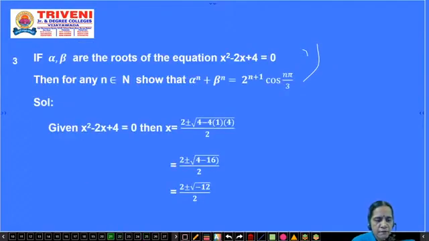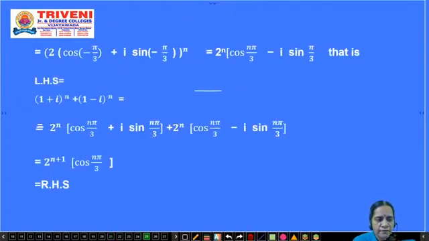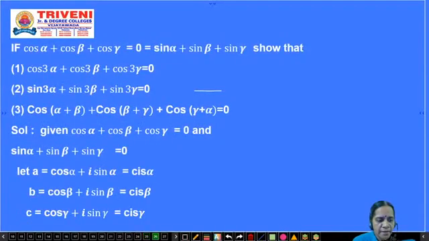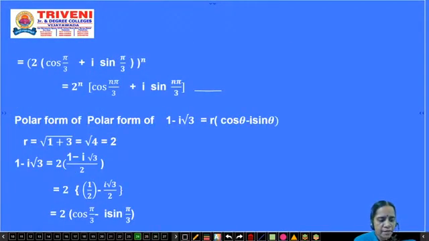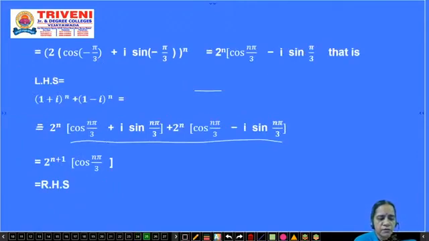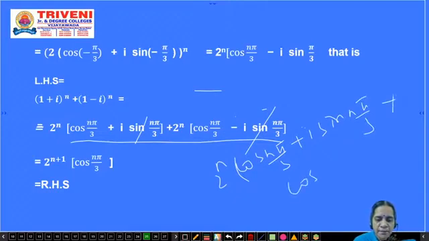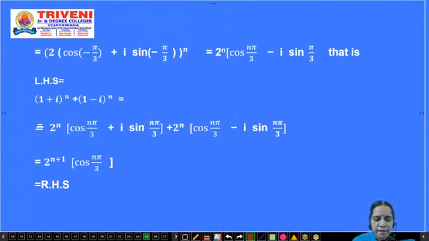Then the value of LHS: what is given in the LHS here? Alpha power n plus beta power n, where alpha is (1 plus i root 3) whole power n and beta is (1 minus i root 3) whole power n. We have to add these two values. The common factor is 2 power n: 2 power n (cos n pi by 3 plus i sin n pi by 3 plus cos n pi by 3 minus i sin n pi by 3). The i terms get cancelled. Then 2 power n into 2 cos n pi by 3.